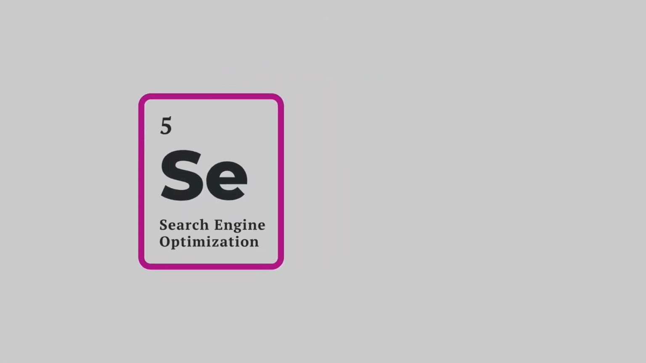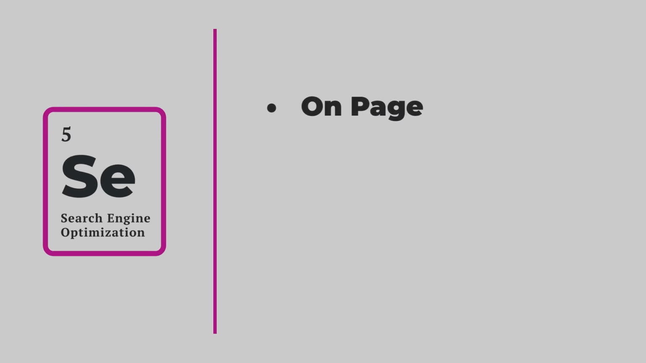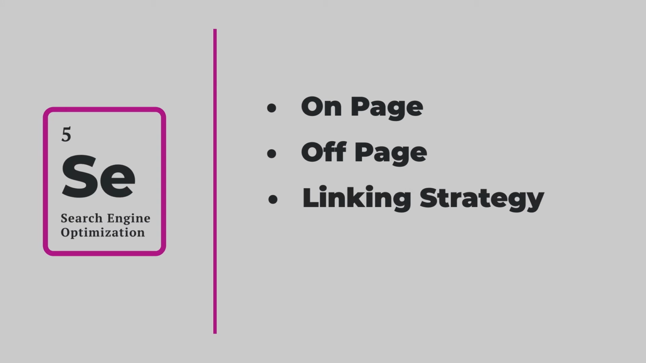Element 5 is going to talk about SEO. That's search engine optimization. So we're going to talk about on-page SEO, off-page SEO. We're going to talk about link strategy, and we're going to talk about keywords. And this includes just normal keywords or long-tailed keywords, and we'll go into all the descriptions.